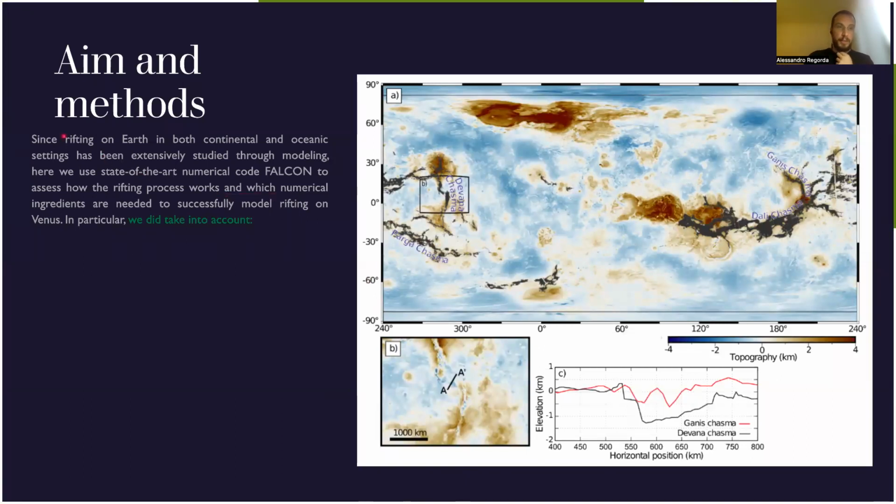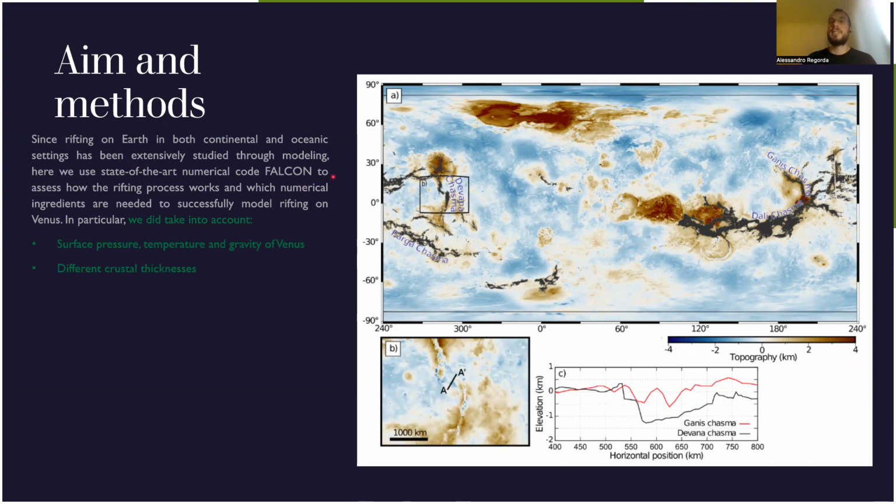So since rifting on Earth has been extensively studied through modeling, we decided to adapt and use a numerical code, Falcon, to assess how rifting processes work and which numerical ingredients are needed to successfully model rifting on Venus. In particular, we take into account pressure, temperature, and gravity of Venus on the surface. Of course, they are very different from what we have on Earth.